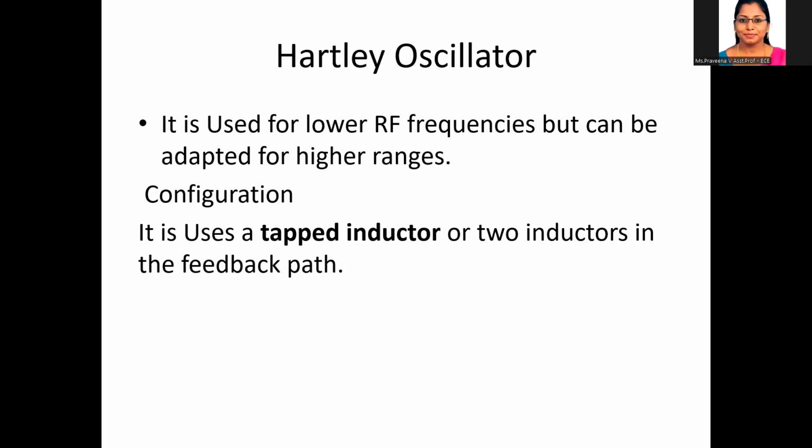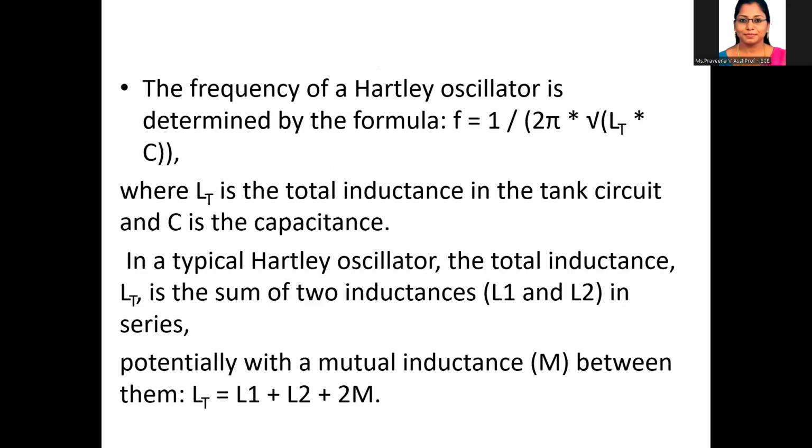Okay, the amplifying device will be there. The amplifying device, such as a transistor or FET, will provide the gain to overcome circuit losses. And the frequency of oscillation will be determined using the formula 1 divided by 2 pi into root of L into C, where L is the total inductance in the tank circuit and C is the capacitance. Okay. You have to remember this.